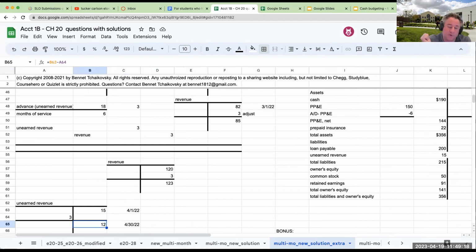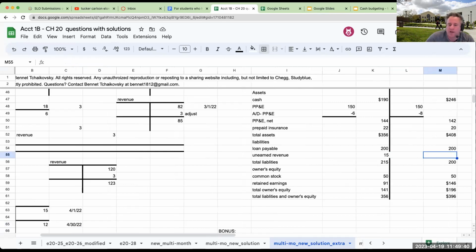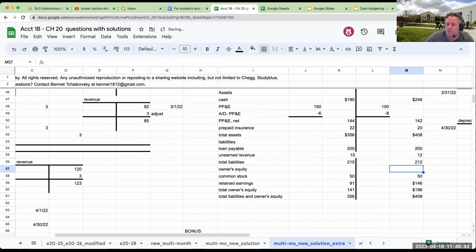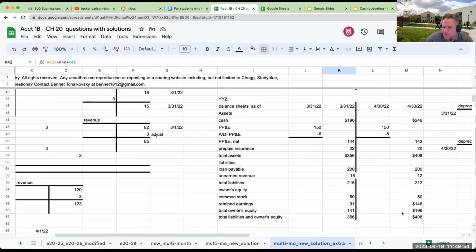Why is it at 12? Because I still have to perform services through the month of August. So this is going to be May, June, July, August. 4 months at 3,000 per month. So my unearned revenue is going to be at 12. So over here, total liabilities are going to be at 212. What else has gone through over here and changed? Common stock, my retained earnings went up. I reflected that here because I linked the cell, and that's giving me my total liabilities and equity.